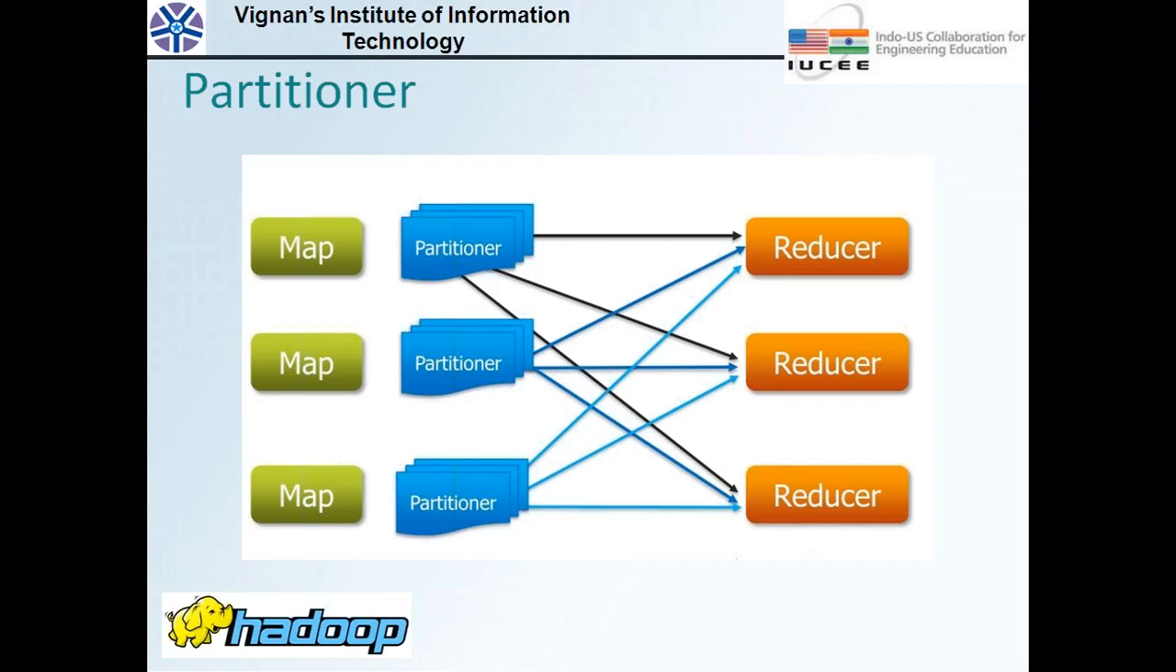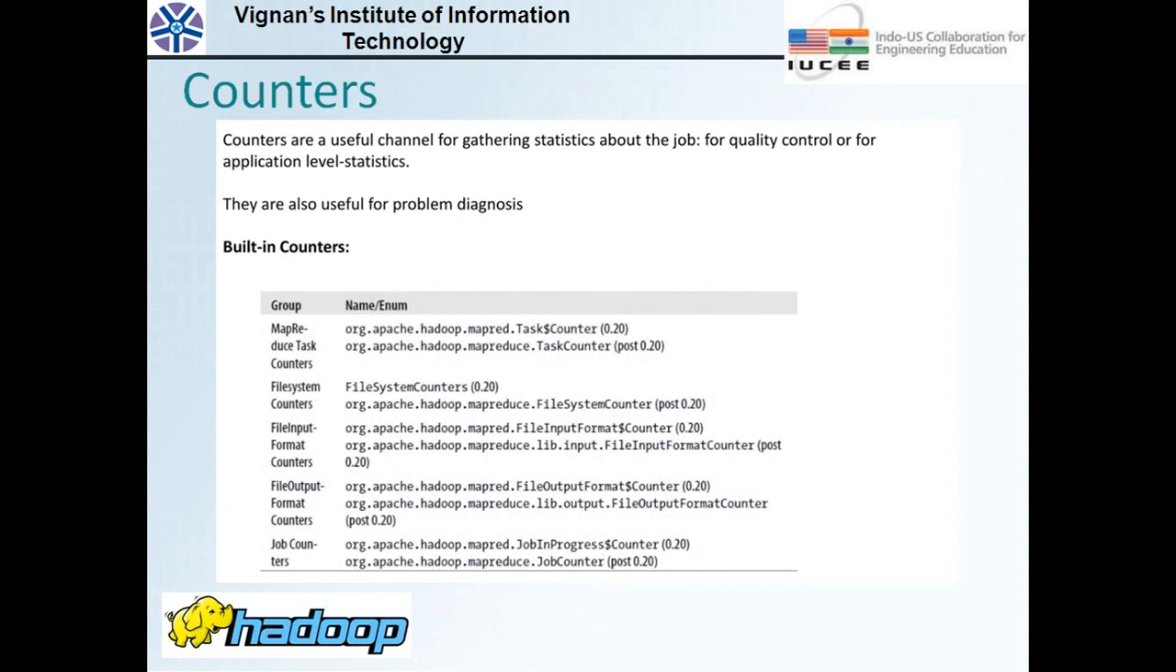So how it goes on, the diagrammatical representation we are seeing here. We have a map, we have partitioners, and how the partitioner takes the data to the reducer. That is the image we are seeing here, a pictorial representation.